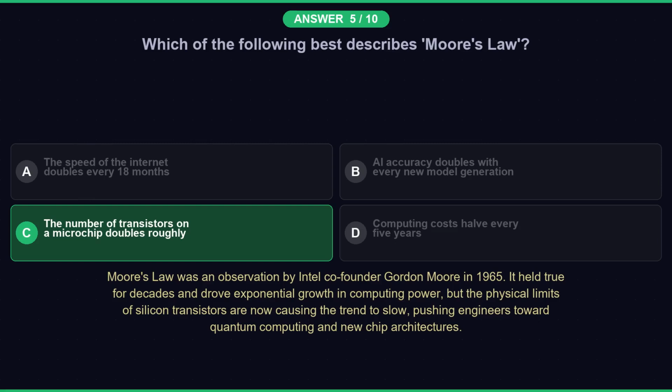The correct answer is C. The number of transistors on a microchip doubles roughly every 2 years. Moore's law was an observation by Intel co-founder Gordon Moore in 1965. It held true for decades and drove exponential growth in computing power, but the physical limits of silicon transistors are now causing the trend to slow, pushing engineers toward quantum computing and new chip architectures.